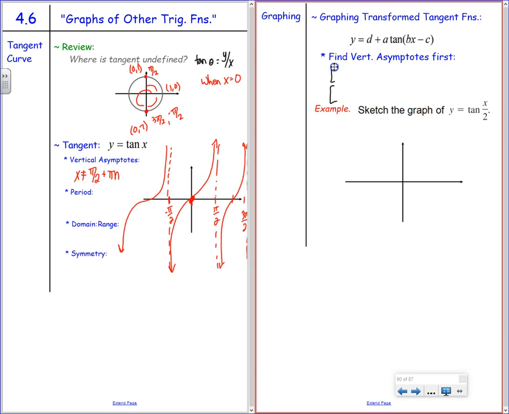I was talking about tangent's vertical asymptote. What is it? Pi over 2 plus pi times n. We'll talk about that today, but it's basically adding multiples of pi. So adding 1 pi, another pi, another pi, another pi. Multiples of pi.